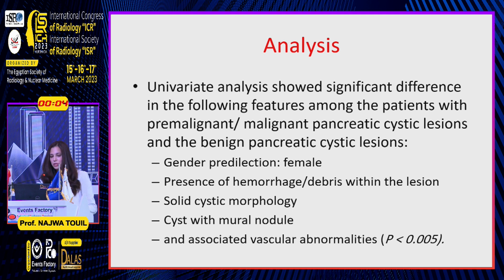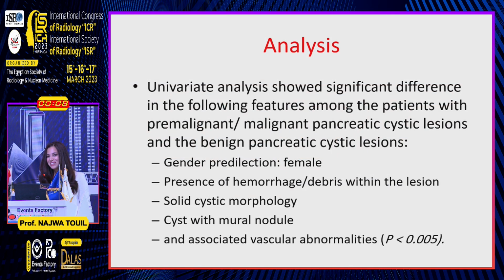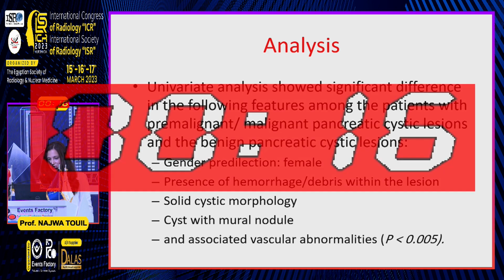For the analysis, we did first a univariate analysis and second a multivariate analysis. The univariate analysis showed significant differences in the following features among the patients with pre-malignant and malignant pancreatic cystic lesions and benign pancreatic cystic lesions: gender predilection.